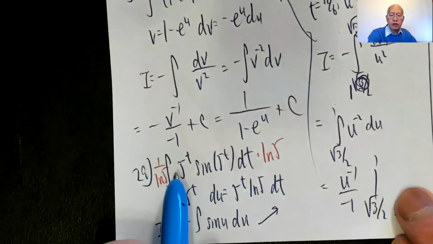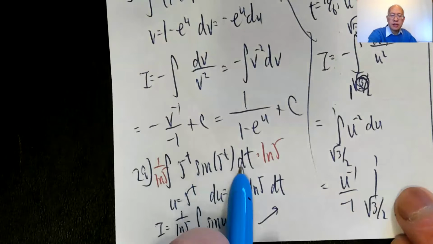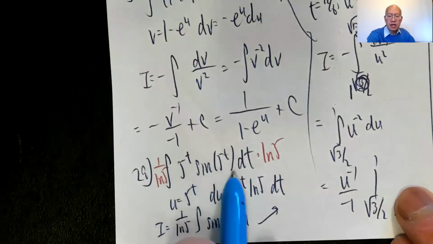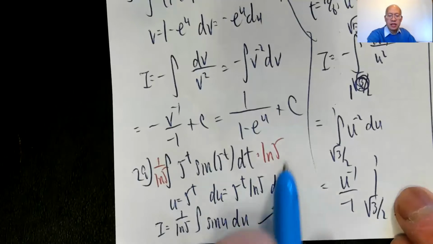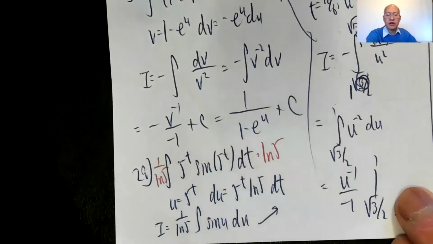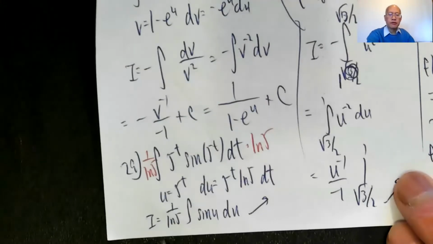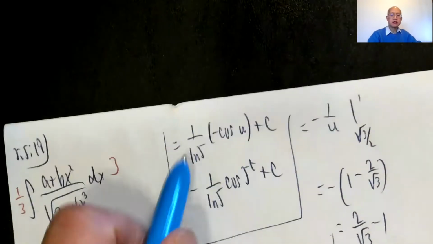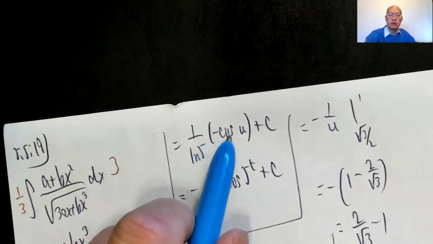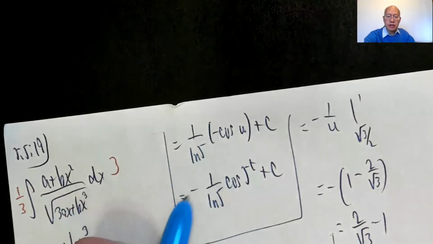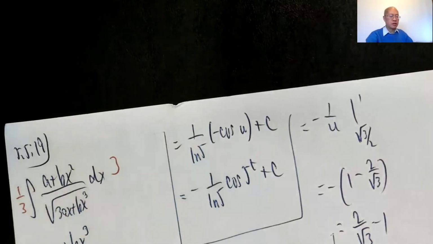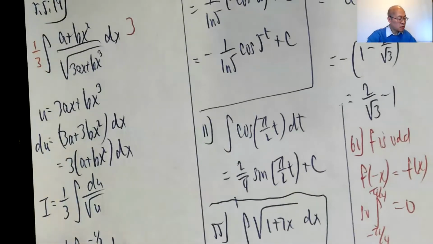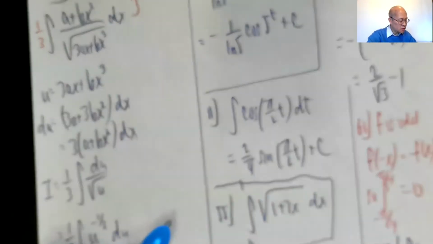29, integral of 5 to the t sine of 5 to the t dt. Let u be 5 to the t. du is 5 to the t ln 5 dt. So I need an ln 5 inside, 1 over ln 5 outside. So now it's 1 over ln 5 integral of sine of u du. Integral of sine is negative cosine. 1 over ln 5 times negative cosine u plus c. Change u back. So negative 1 over ln 5 cosine of 5 to the t plus c. Okay, and let's see.